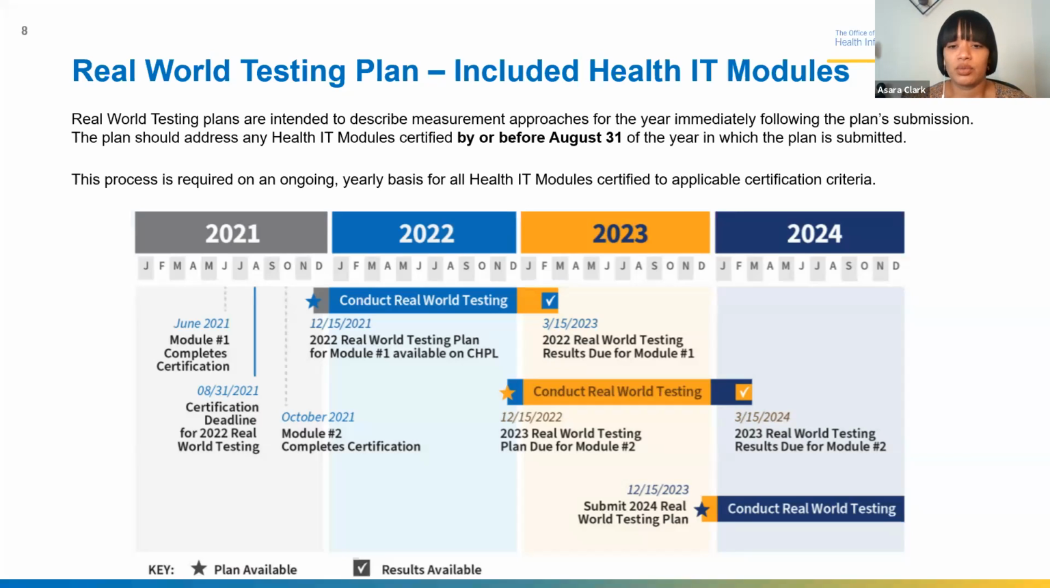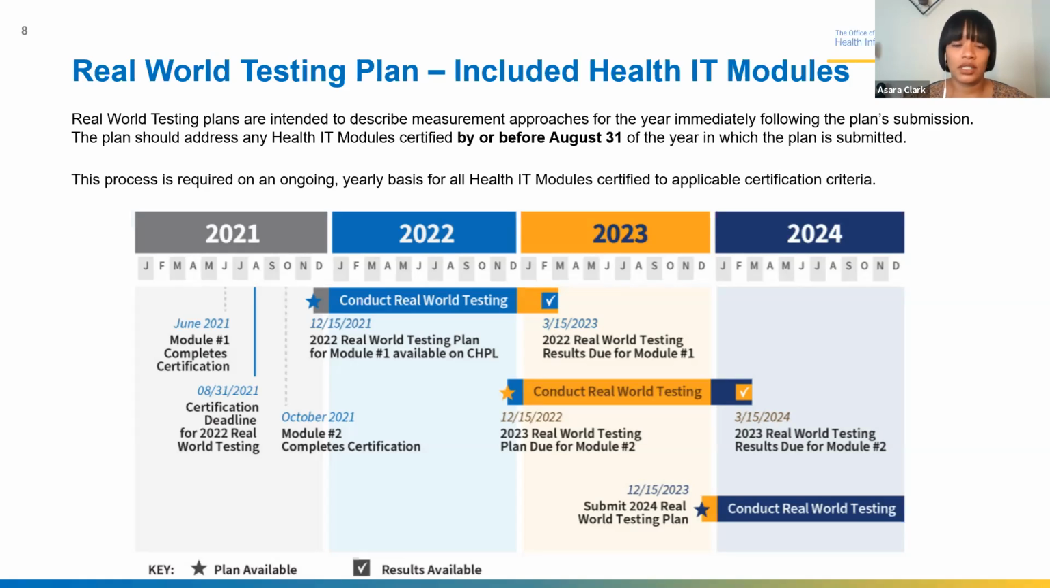Now, as you're conducting real-world testing on module number 2 in calendar year 2023, the results for module number 1 are going to be due no later than March the 15th of 2023 for the previous year of real-world testing, and so on and so forth. You're going to be conducting real-world testing in calendar year 2023 of module number 2. Then you're going to have another plan that's going to be due to include all health IT modules that are certified as of August 31st of 2023. That will be included in 2024's plan. Your module number 2 results report is going to be due to be made publicly available on Chapel no later than March 15th of 2024.